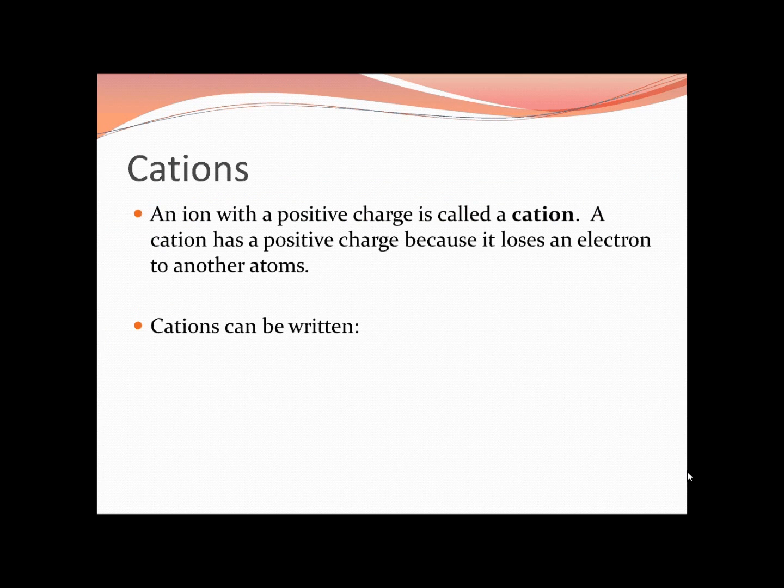A cation, I know it looks like cation, but it's cation, has a positive charge because it loses an electron to form other atoms. So cations can be written with, they need a plus sign for their charge, and so it could be Al plus 3 or Al 3 plus. It means the same thing, but you need the positive sign to tell us that it is a cation, and it also needs to have a certain charge, so the number associated with it.